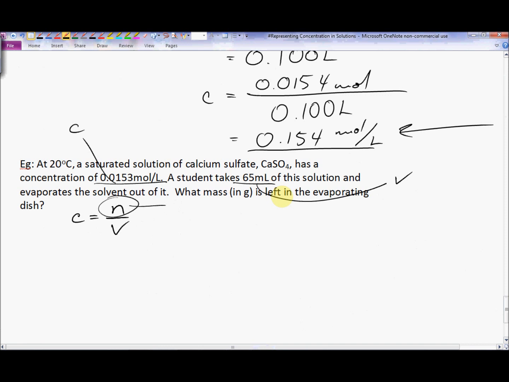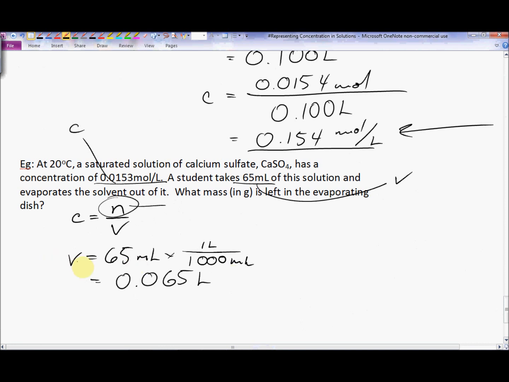Okay, so we've got our C, we've got our V. Actually, our volume is in 65 milliliters, so let's just quickly convert that over. Our volume here is 65 milliliters, times, and we want it in liters. There's 1 liter for every 1,000 milliliters. Okay, so 65 milliliters is 0.065 liters.